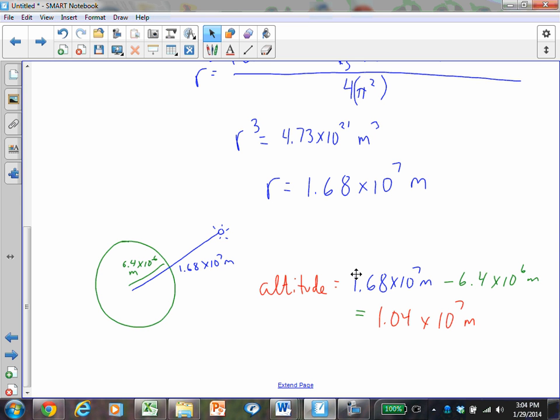No, this is from the center of the Earth. This is, yeah, that's the altitude. Sure. A 1,000 meters, or maybe even 5,000 meters, but it's not going to matter much on this.